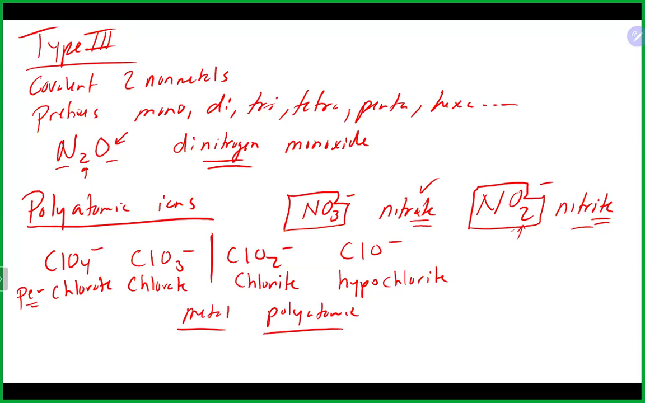Either you'll need a Roman numeral for the metal or not. For the polyatomic ion, it doesn't matter how many you have of it, it is still just the whole name. Again, we don't use any prefixes or anything with those. The other consideration when you're writing the formula for a polyatomic ion is if you have more than one, you do need to put parentheses around the polyatomic ion, and again, put the little number on the bottom there as to how many you have of it.